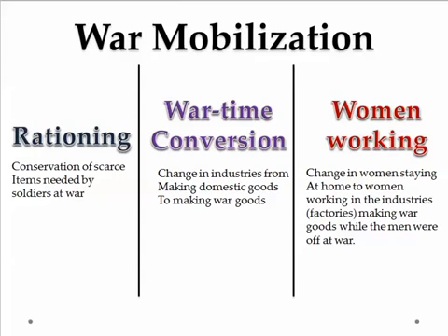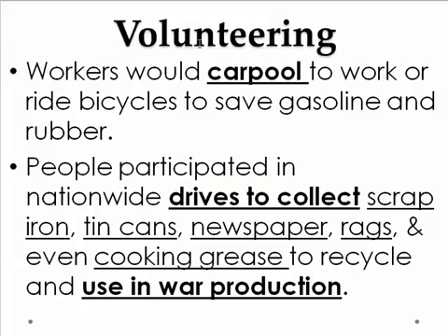Let's look at rationing first, and let's look at one type of rationing. This was volunteered rationing, where workers would carpool instead of ride their individual cars, or they would ride bicycles to save gasoline and rubber, which were pretty much items that were scarce and needed by the soldiers over in Europe. Moving tanks around and vehicles and jeeps and everything required a lot of gas, and the tires wore out a lot because of the ground they had to cover. So it was extremely important for those things to be conserved. Those are going to be rationed.